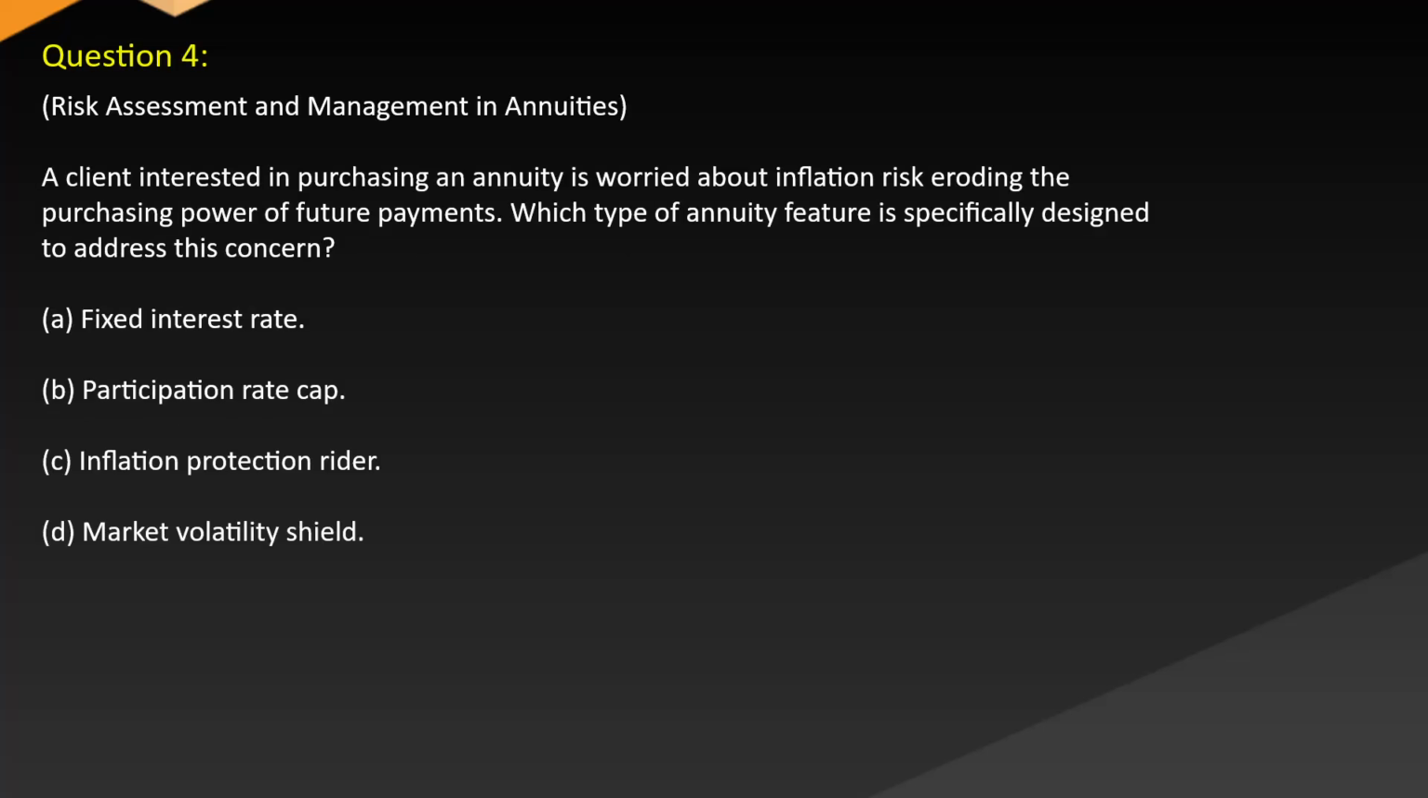Question 4. Risk assessment and management in annuities. A client interested in purchasing an annuity is worried about inflation risk eroding the purchasing power of future payments. Which type of annuity feature is specifically designed to address this concern? A. Fixed interest rate. B. Participation rate cap. C. Inflation protection rider. D. Market volatility shield.